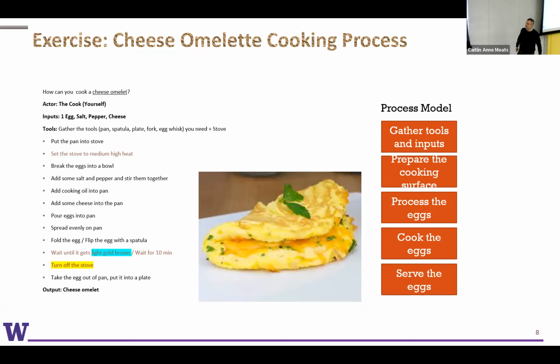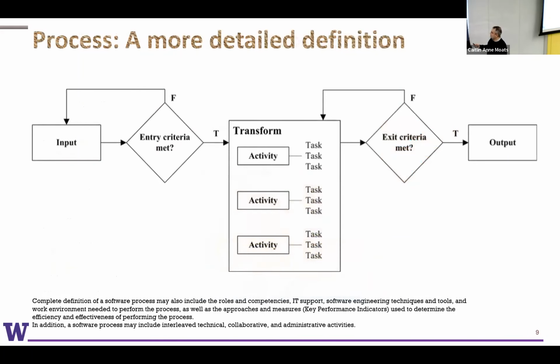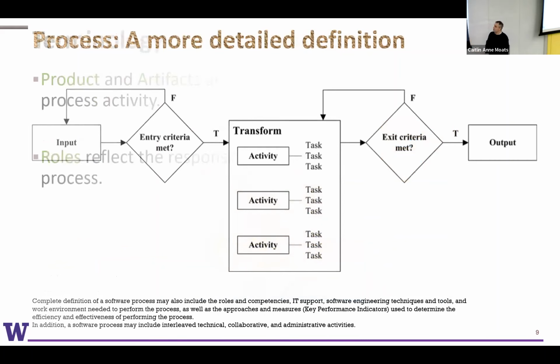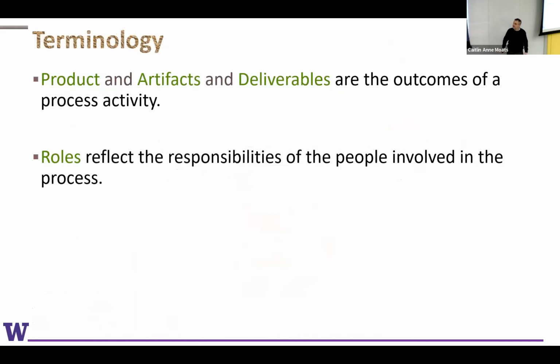So you go to the tasks and we define things in more detail, like wait until it gets light golden brown. Maybe it is light golden brown. I don't understand. So it's medium heat and wait for 10 minutes. Make it more specific so that it will be repeatable. This is how we do it in project management. We define our plan in detail.